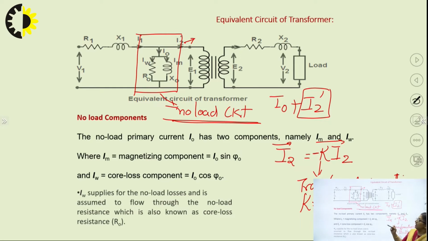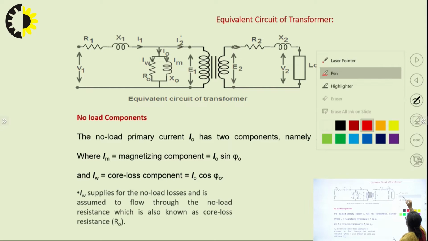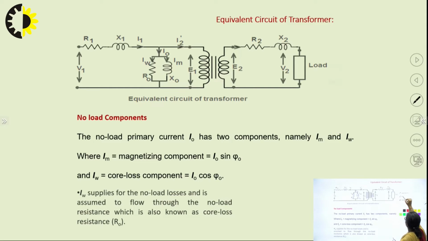The one element which remains is the induced EMF in the primary winding, which will be represented by E1. So this makes the complete primary circuit. The complete primary circuit, if we see, is this.